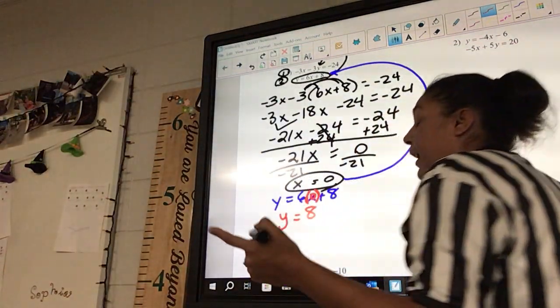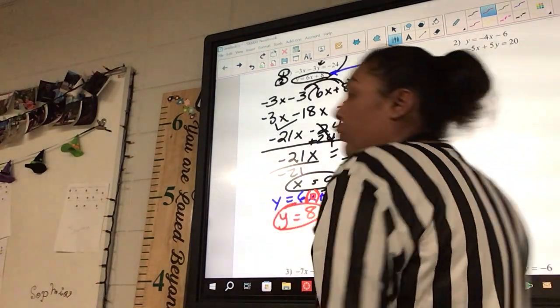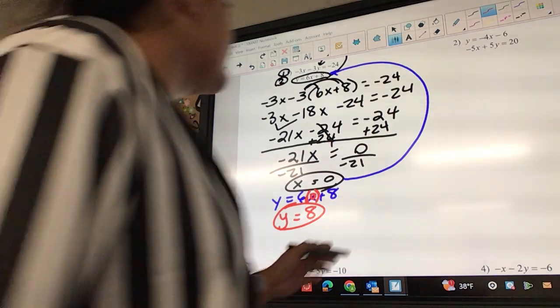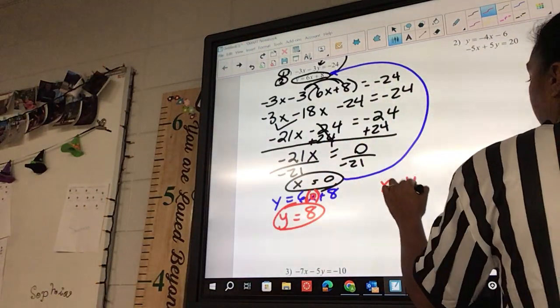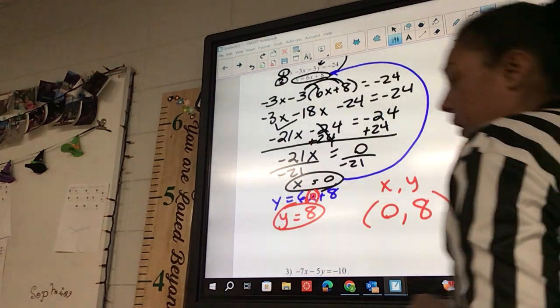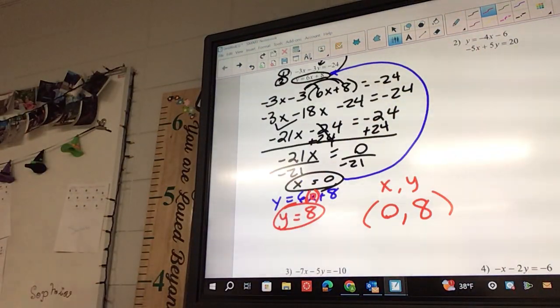Okay, and now, yes, we do need to write it as a coordinate. Who comes first? The 0, the x. So it goes x comma y. So it's gonna be 0 comma 8 is our intersection point, that's our coordinate, okay, and now it's done.